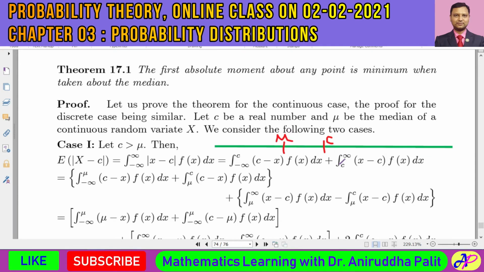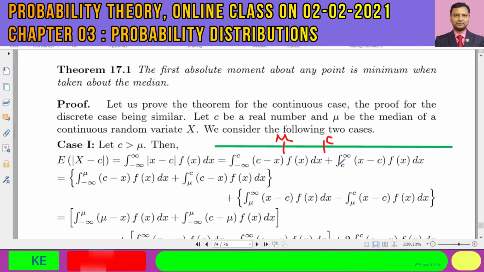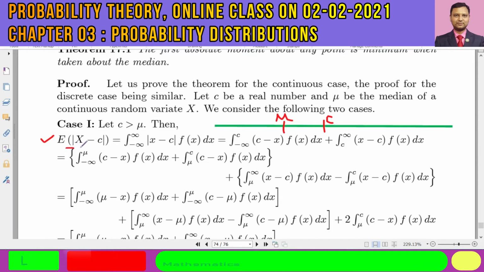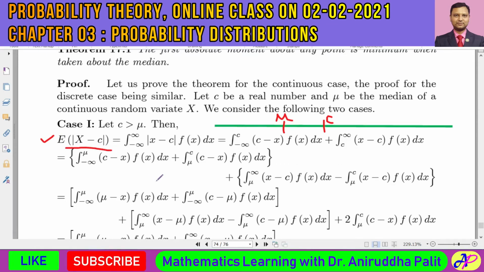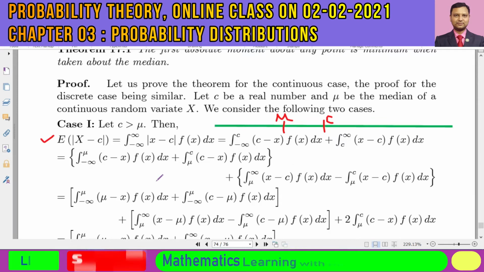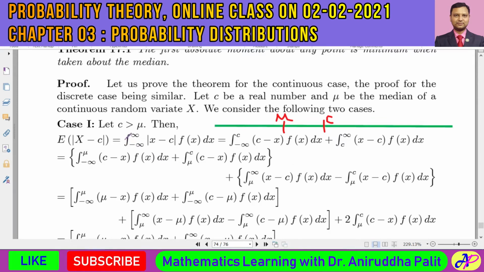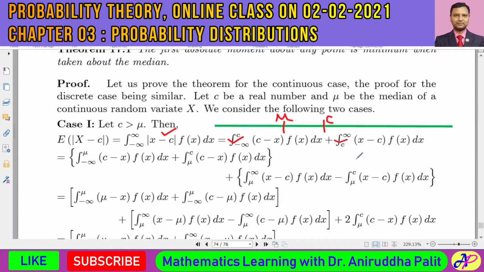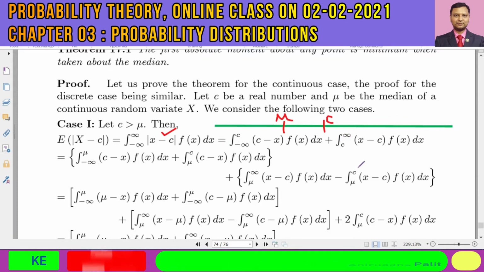Okay, c is greater than mu in this kind of situation. Now we are starting with the expectation of modulus of x minus c, and this expectation can be written in this way: integral from minus infinity to infinity of modulus of x minus c times fx dx. In order to decompose this expression, we are taking the integral from minus infinity to c and then from c to infinity. These two kinds of integral.